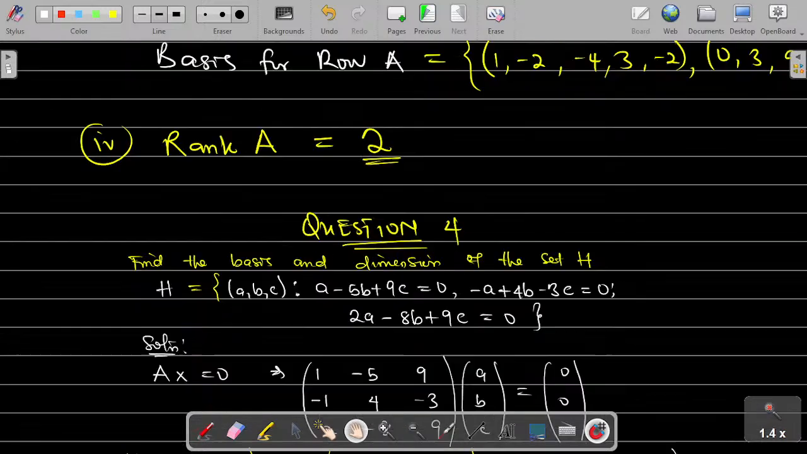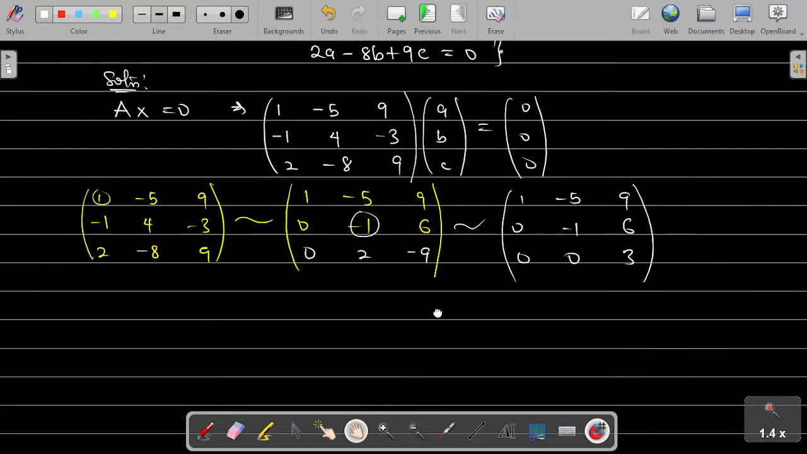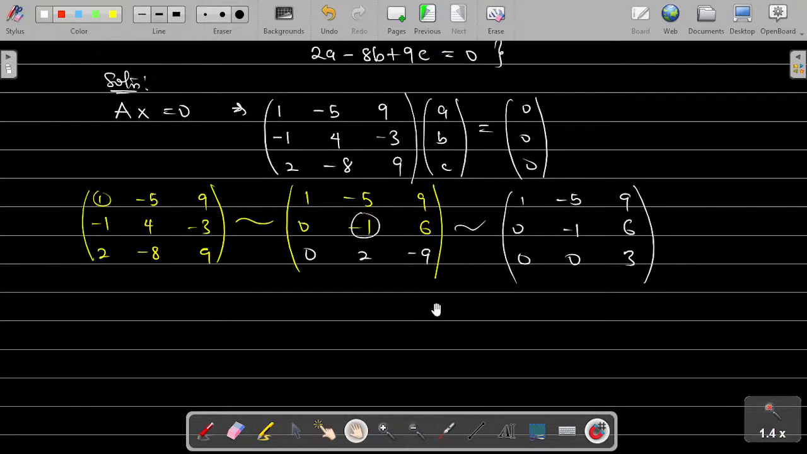So you can see that clearly for this one, there are no free variables, and since there are no free variables, that means our basis and our dimension of h are all zeros, because you can clearly see that all the columns here have pivots, so there are no free variables. But then you can actually see that the dimension of the column space is equal to 3.